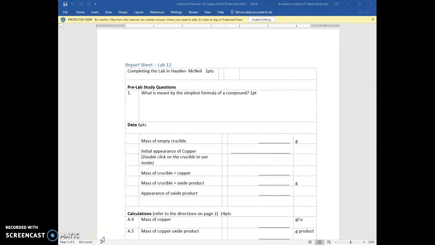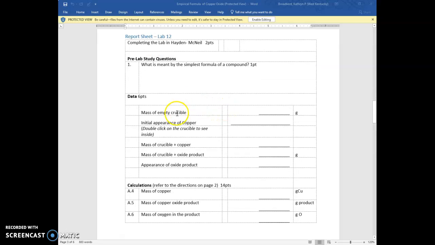So this is your report sheet for this lab, and it's a little different format than we've had in the past. You'll get 2 points for completing the lab in Hayden McNeil, the simulation, and 1 point for determining what the simplest formula of a compound is. And then we have our data.